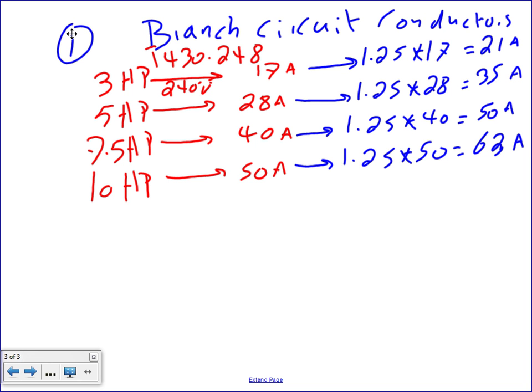Let's take you to the article that says branch circuit. You're going to go to 430.22. All this info is from 430.22. Okay, everybody knows where I got the multiplier. 430.22. That's where you get the 1.25, because they're branch circuit.